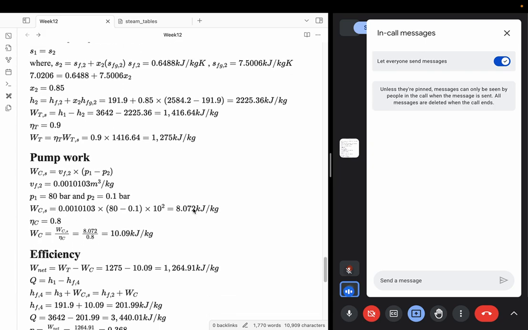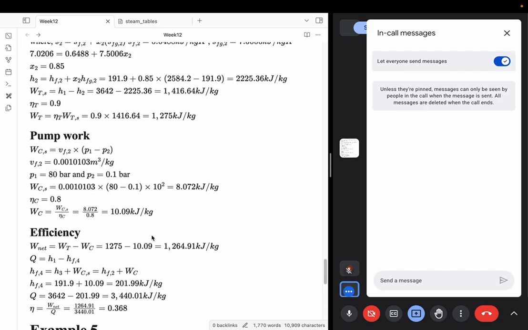So from there, you can directly calculate work. Again, in case of a turbine, the work output will be less than in an isentropic case. In case of a pump, you are giving the work, so it will be more than whatever is in the ideal case. So we have to divide it with this efficiency to get the work done from your pump.